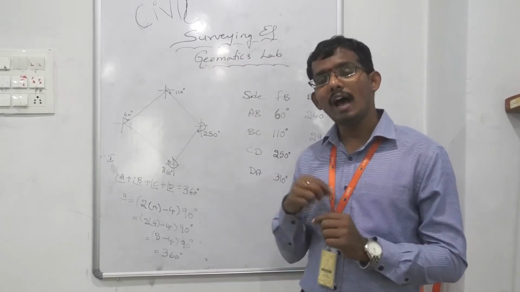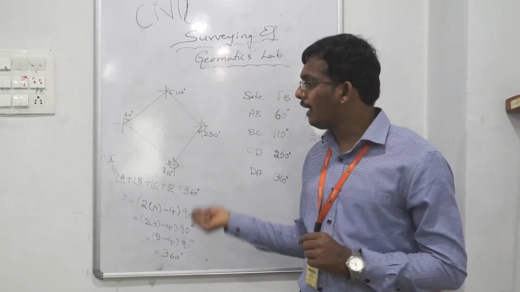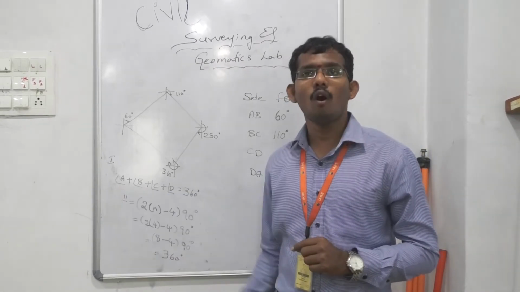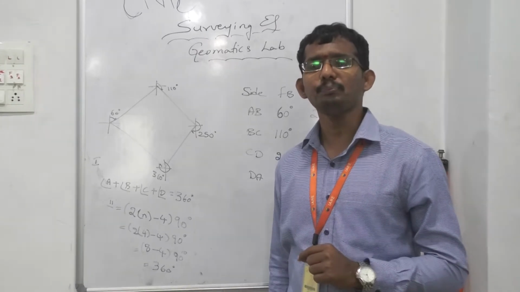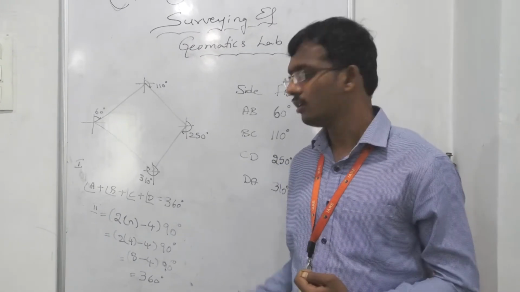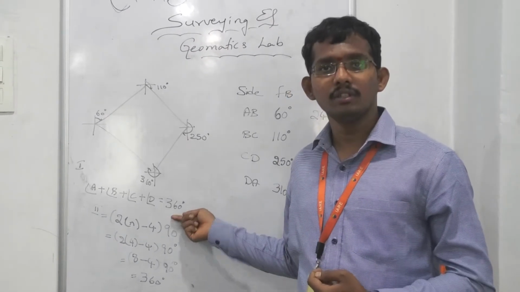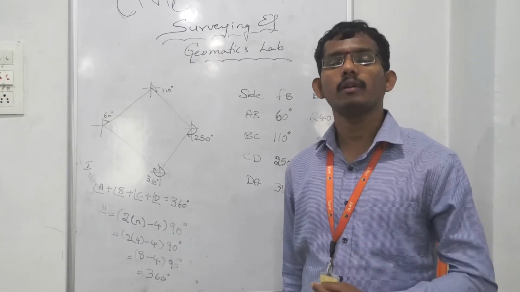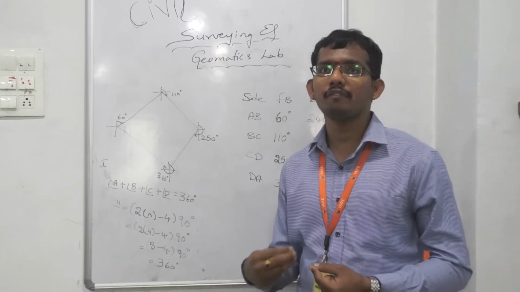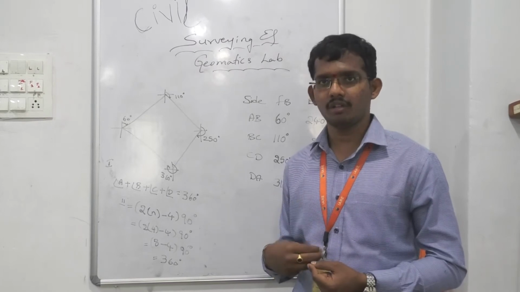So after adding the 1 degree, again you go for the check of the sum of all interior angles. Let's check 1. When you add all the angles, if the total satisfies 360 degrees, then your traverse is error free. That is, you have done the correction.